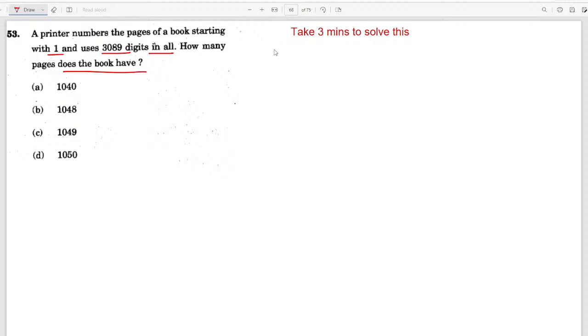For example, if there are only 2 pages, page number 1 and page number 2, the number of digits used is just 2. If there are 3, the number of digits will be 3. So this is nothing but the sum of all the digits that are printed. So if there are page numbers like 1 to 10: 1, 2, 3, 4, 5, 6, 7, 8, 9, and 10.